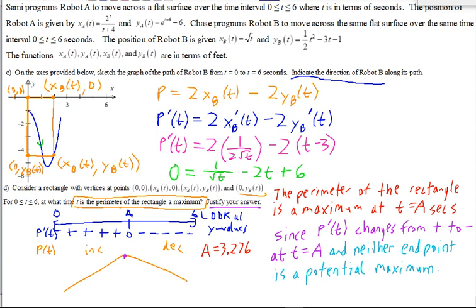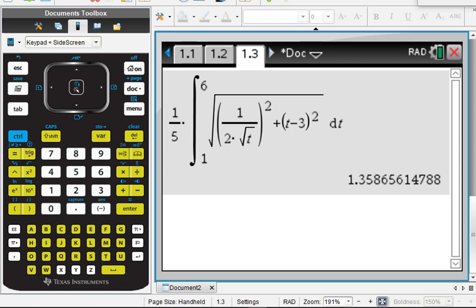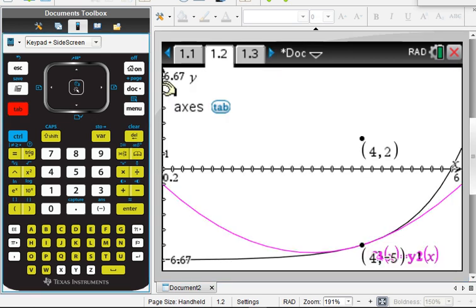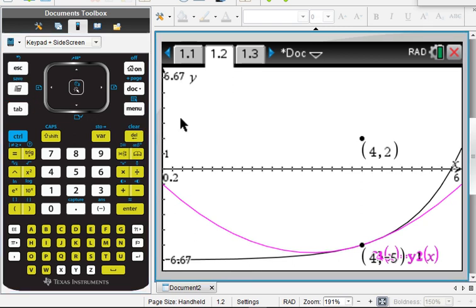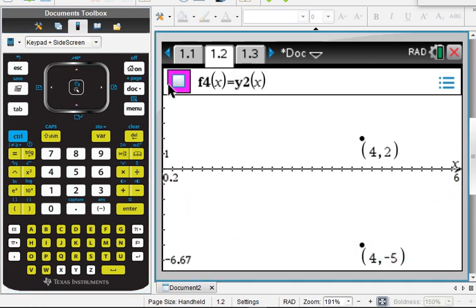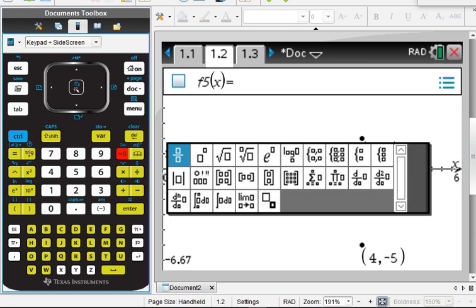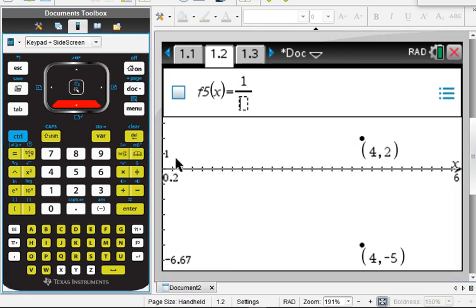All right, and let's see how we do that on the Inspire then. So for the Inspire, you can just go to the regular function mode here, and then, whoops, hit tab to get back here. You can uncheck these F3 and F4, so you just see F5. And then again, we can enter in what we've got there is 1 over, put the fraction here if you want, 1 over square root of x.